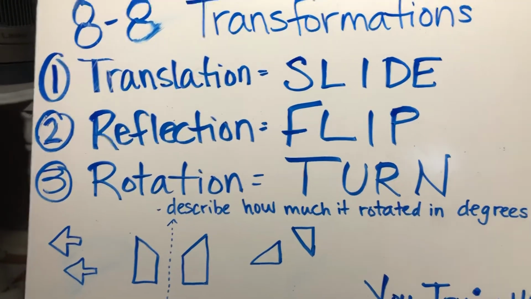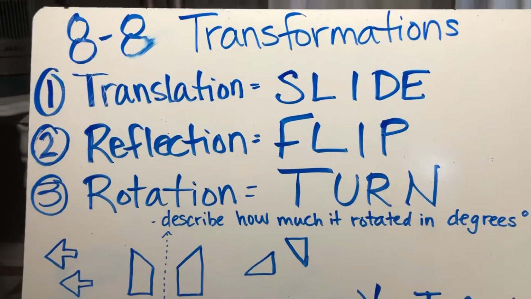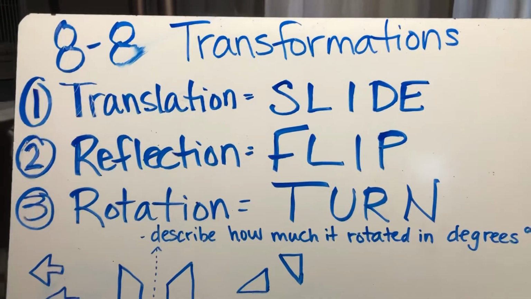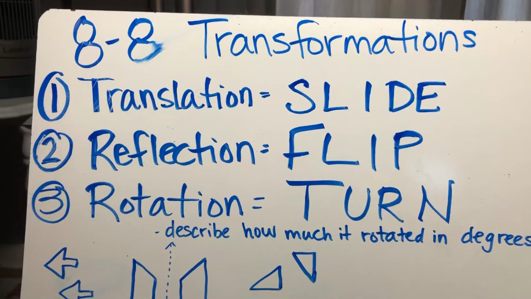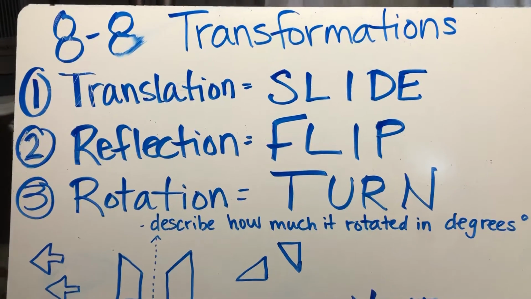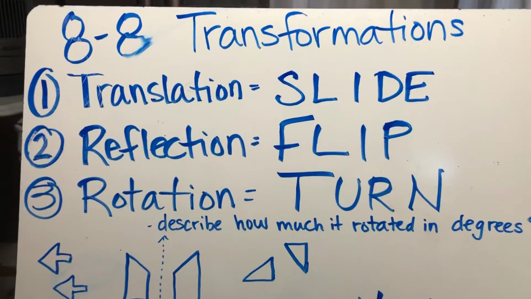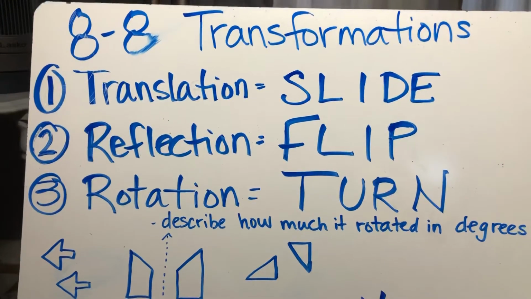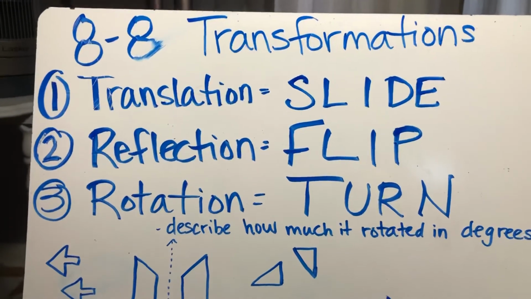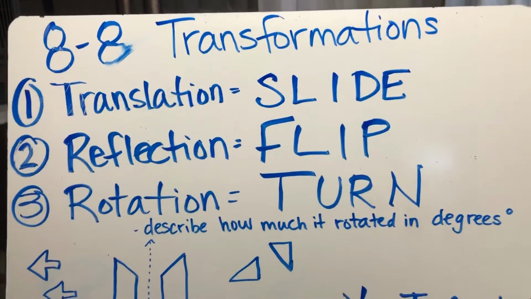The second way that our figures can move is by reflection. Very much considering a mirror, or as we were doing in 8-7, a line of symmetry. And so your shape will simply flip. You can imagine that there is a line and that your shape simply flipped over to the other side. It would be what we would call the mirror image of something.